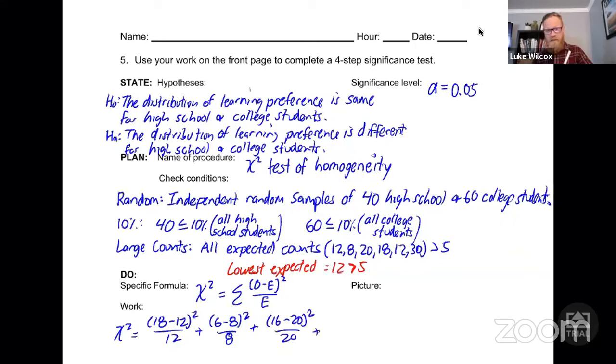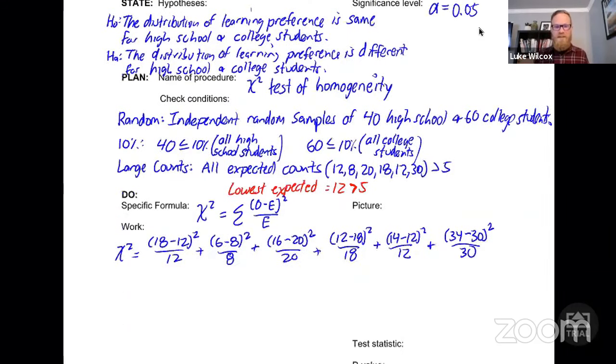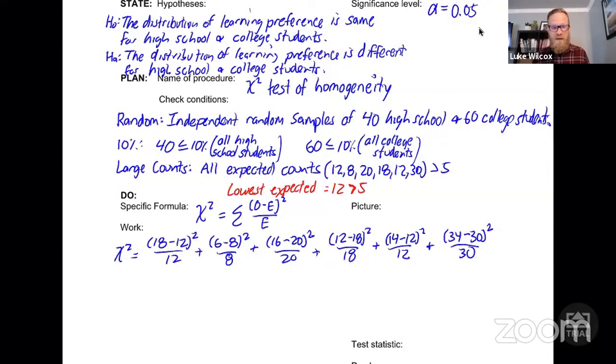And then now I'm moving over to the next column. This is the college students now. And let's see, I've got 12 minus 18 squared over 18. And then I've got 14 minus 12 squared over 12. And then I've got 34 minus 30 squared over 30. So there are going to be 6 different parts to this chi-squared. We call these the 6 components for chi-squared, right? And I went through on the calculator and I found all of these values here.